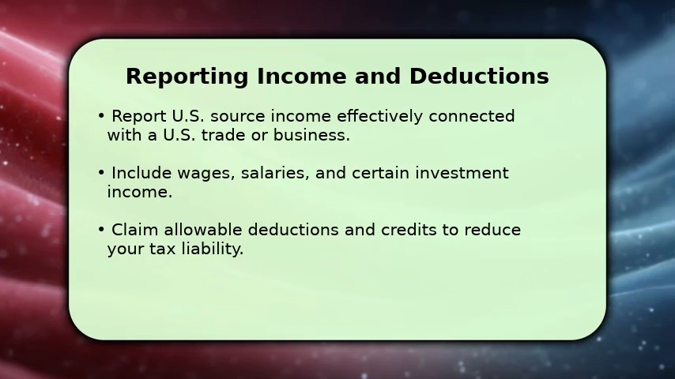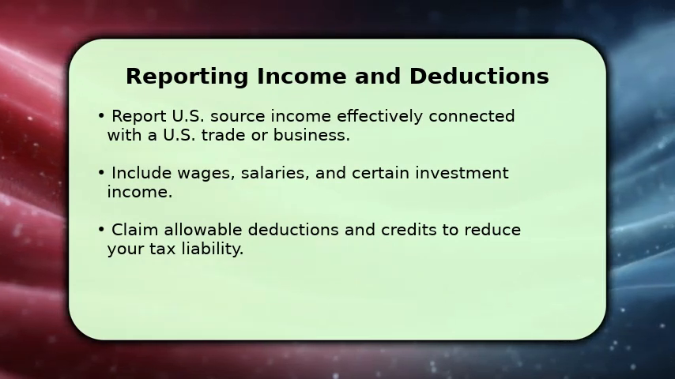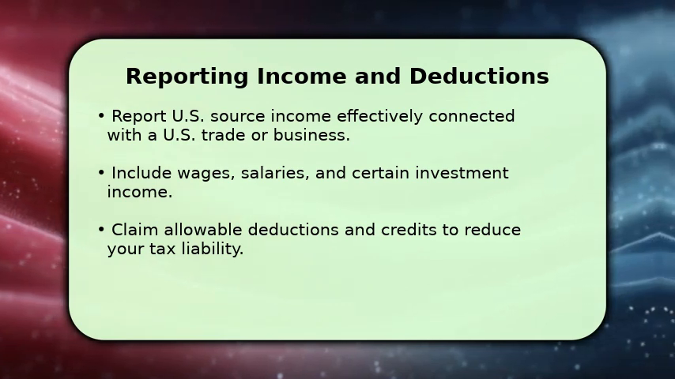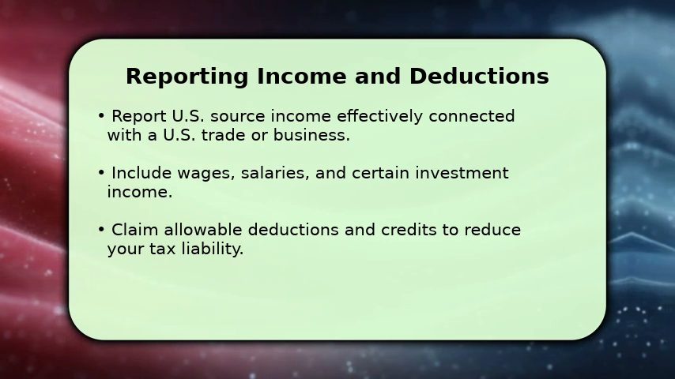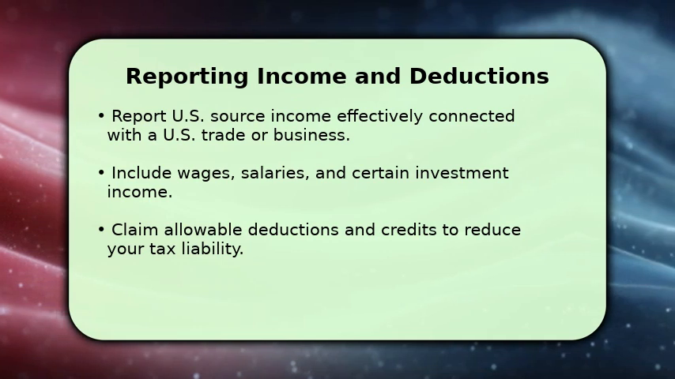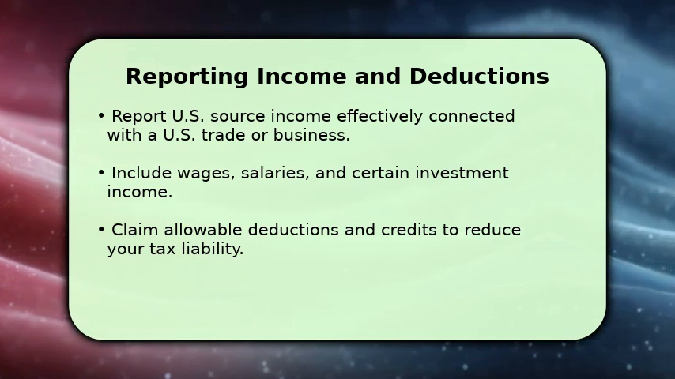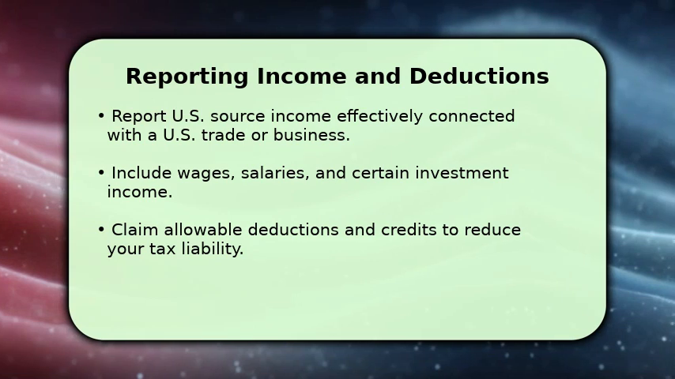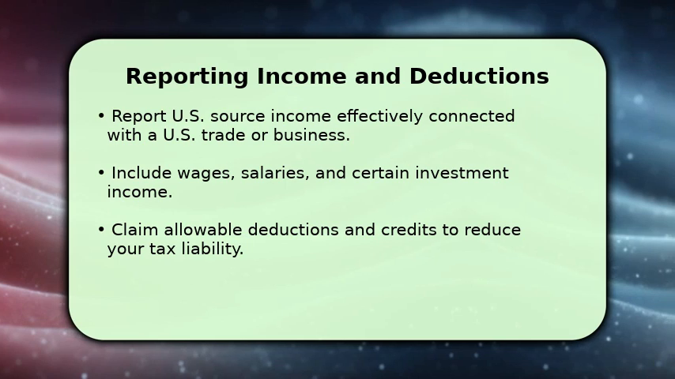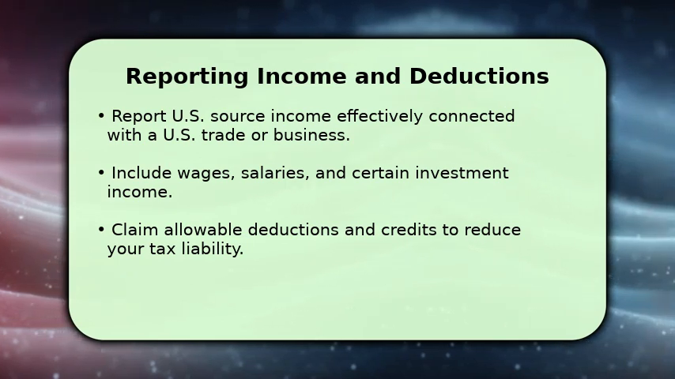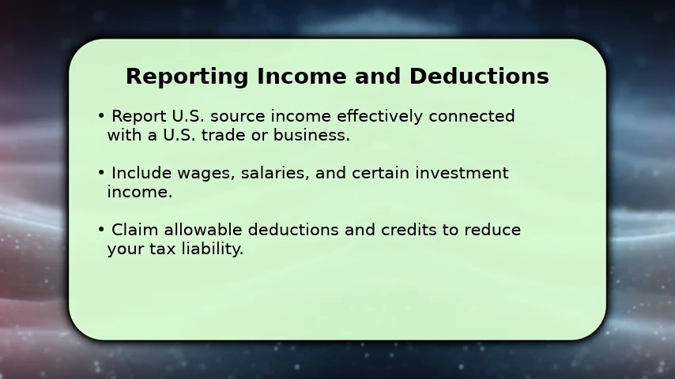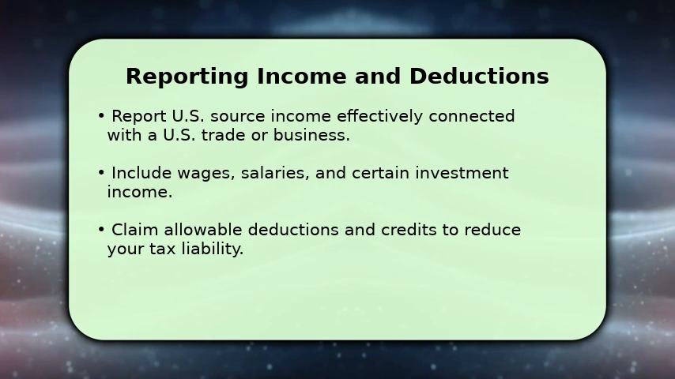When completing Form 1040-NR, you'll need to accurately report all your U.S. source income. This includes income effectively connected with a U.S. trade or business, such as wages, salaries, and certain professional fees. You'll also report fixed or determinable annual or periodical income, like dividends or interest, if applicable. Remember to explore available deductions, such as state and local income taxes up to $10,000, or certain charitable contributions, to potentially lower your taxable income.